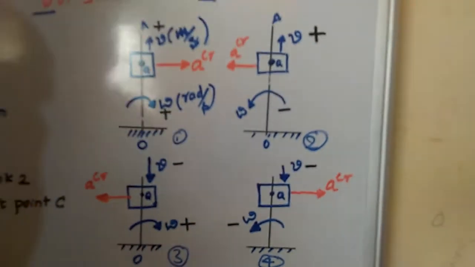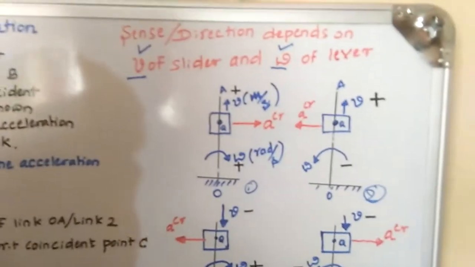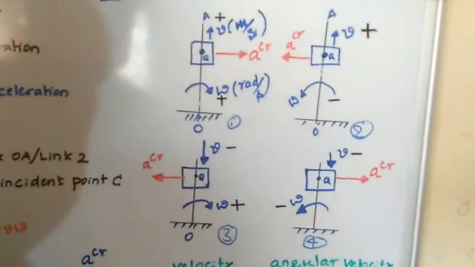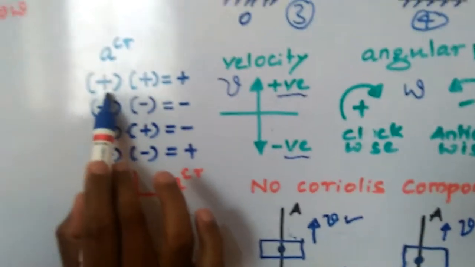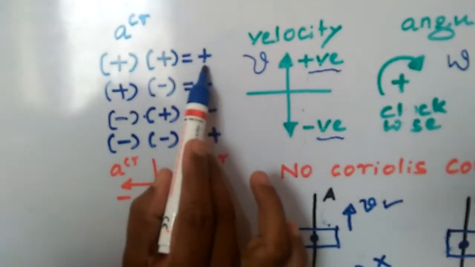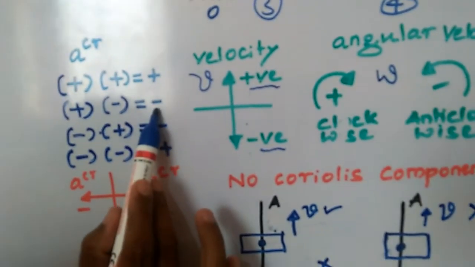Then one more simple concept, how to determine the direction, that is, whether you have to take it as positive or negative, and whether the direction is left or right. For this, you have to remember this also. This is a simple concept. As usual, you have to follow the algebra rules. Plus and plus comes as a plus. Plus and minus comes as a minus.